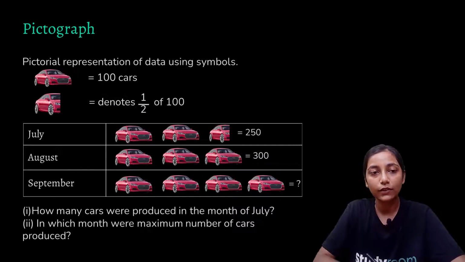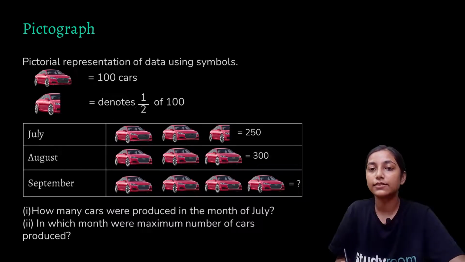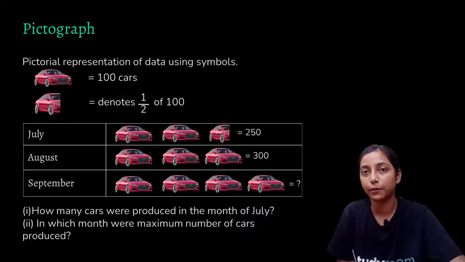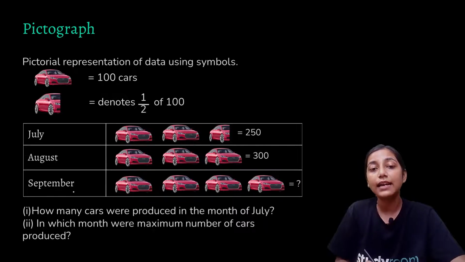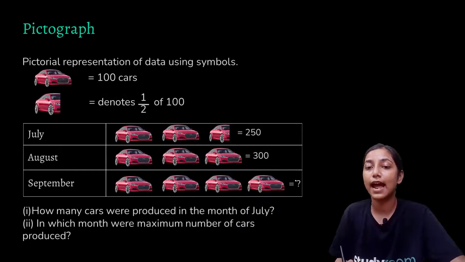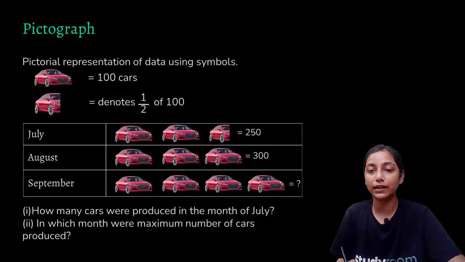Now in July, you can see that we are given 2.5 cars and it's written 250. Why? Because one car represents 100 cars and half one represents 50 cars. Therefore 2.5 cars will represent 250 cars. Similarly, in August we are given 3 cars, that is 300, and in September we are given 4 cars and we are given a question mark. We need to find how many cars there are.